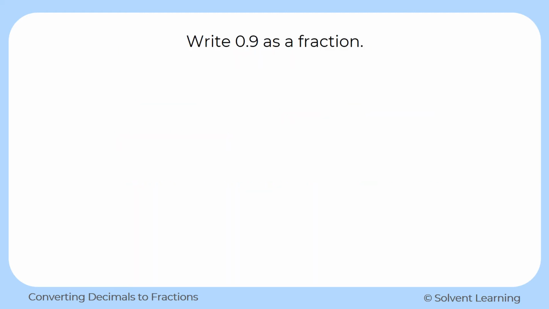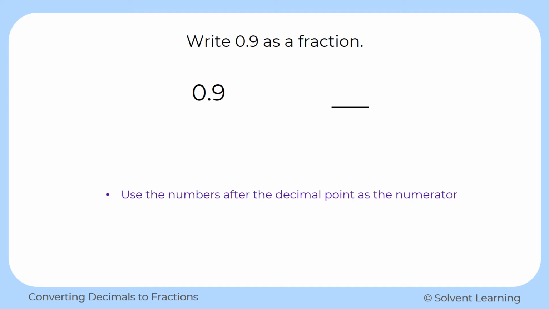For our first example, we'll write 0.9 as a fraction. So looking at that decimal, 0.9, we can see that it's less than 1. So we can expect that our fraction will be a proper fraction, where the numerator is smaller than the denominator. So first we'll draw our fraction line, and now we just need to see what numbers go above and below it. So we'll use the numbers after the decimal point as the numerator. The only number that we have after our decimal point is the 9. So we'll write that as our numerator.